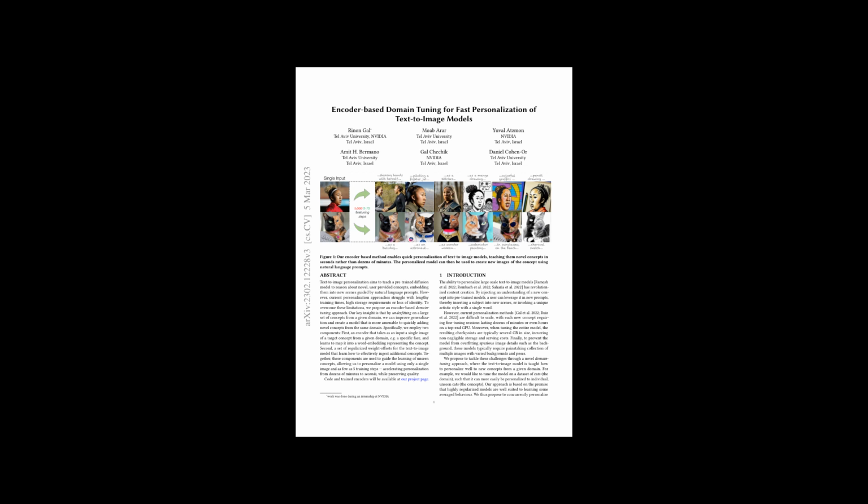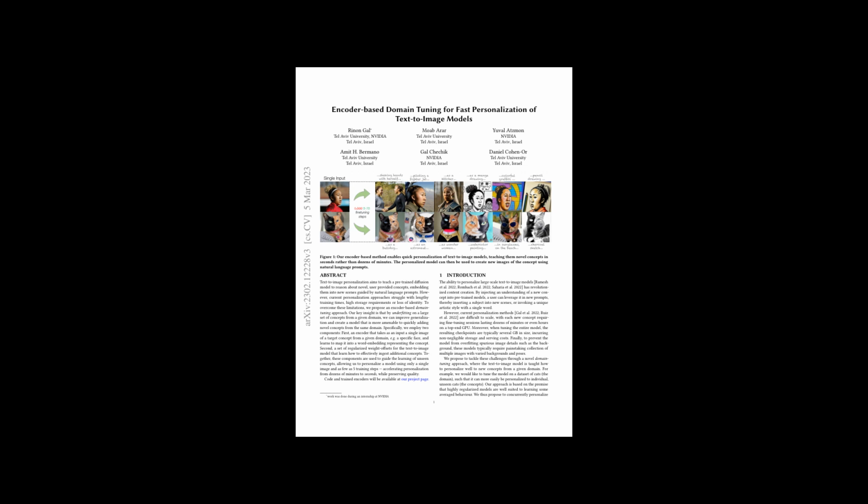This involves an encoder that takes a single image of a concept, like a specific face, from a domain and maps it to a word embedding. It also includes a set of regularized weight offsets for the text-to-image model that learns to integrate additional concepts. The process relies on underfitting on a large set of concepts from a domain, which improves the model's ability to quickly learn novel concepts from that domain.